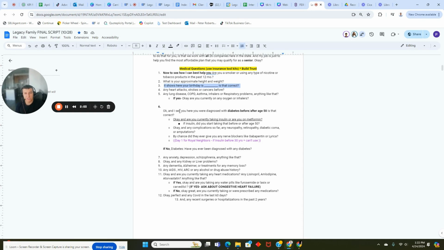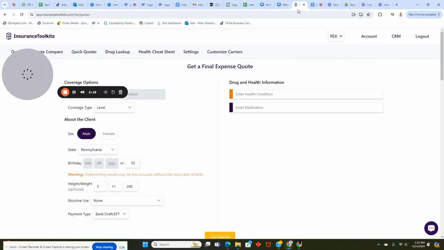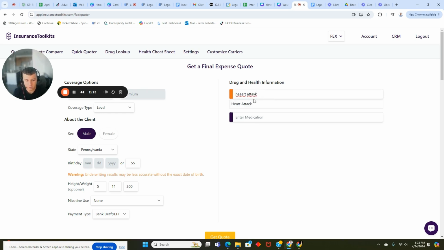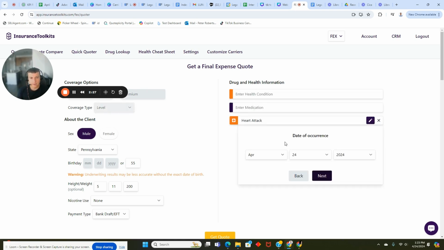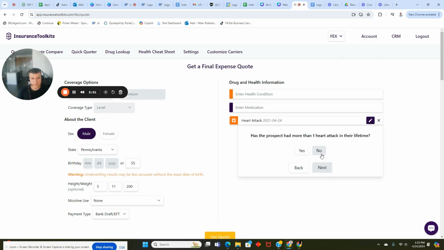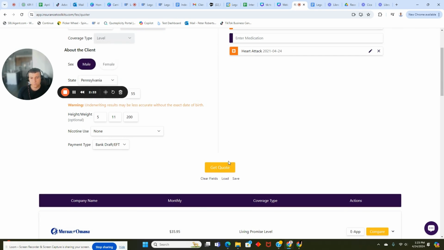Any heart attack, strokes, cancer before, any lung disease, COPD, asthma, inhalers, or respiratory problems, anything like that. So again, if they say yes to any of these questions, we need to make sure that we put them in the toolkits. So if they say, I had a heart attack in 2021, you're going to go back to the toolkits. You're going to put heart attack, okay, here, heart attack and 2021. Okay, and then you're going to hit next. And you're going to hit no. Okay, and then no. Okay.